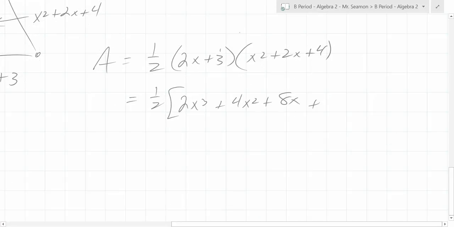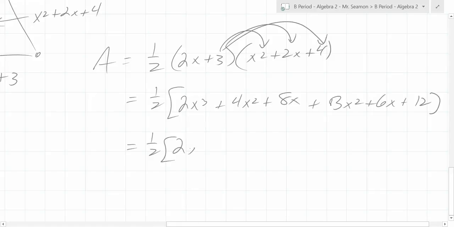And what's next? The 3 times everything? What's the 3 times everything going to be? 3x squared plus 6x plus 12. And are there things you can combine? Yeah, sure. You have 1/2 2x cubed, but are there multiple x squareds? There's 4 of them and 3 of them, so that's 7x squared.